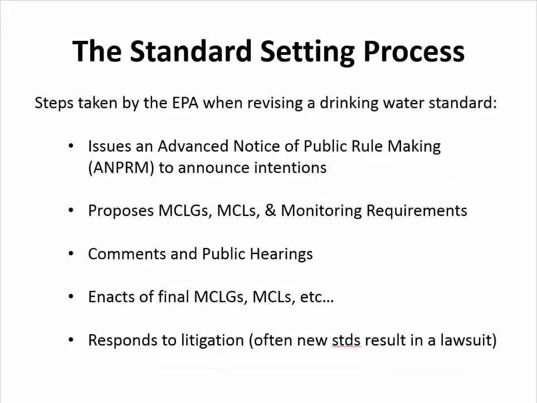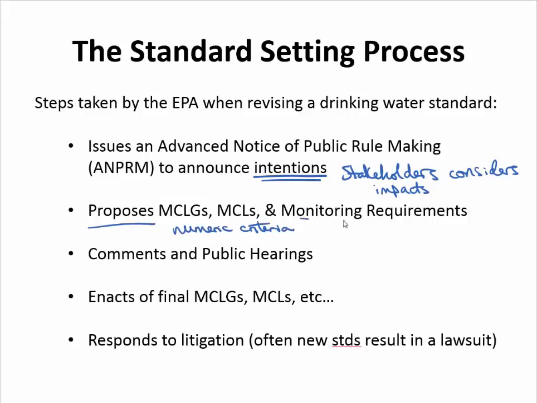In general, when the EPA promulgates a new standard, it goes through the following 5 steps. First, the EPA issues an advance notice of public rulemaking. This announces intentions and allows stakeholders to consider the impacts of a new regulation. Then the EPA proposes the numeric criteria and also the monitoring requirements. These can add a burden on the utilities. For instance, if the monitoring requirement is every 15 minutes, this would create backlash for certain samples.